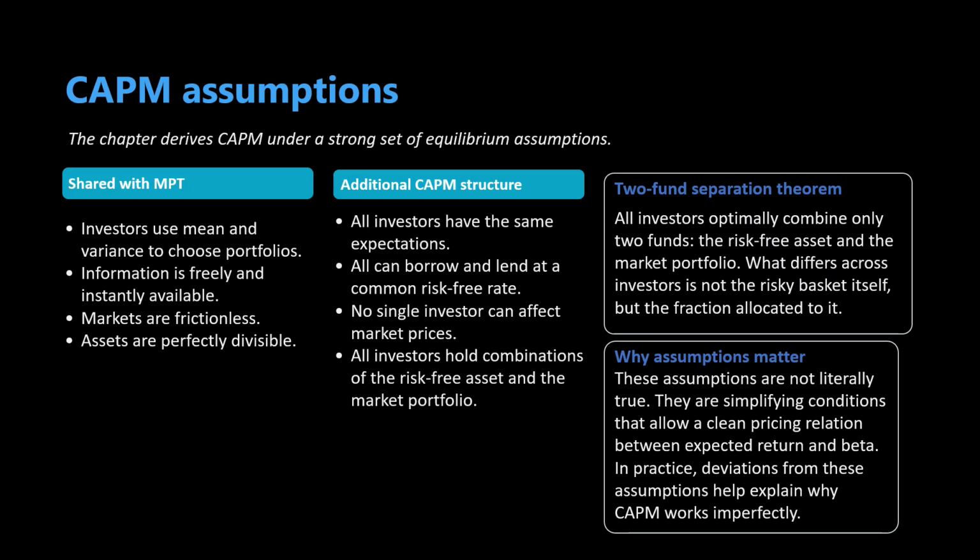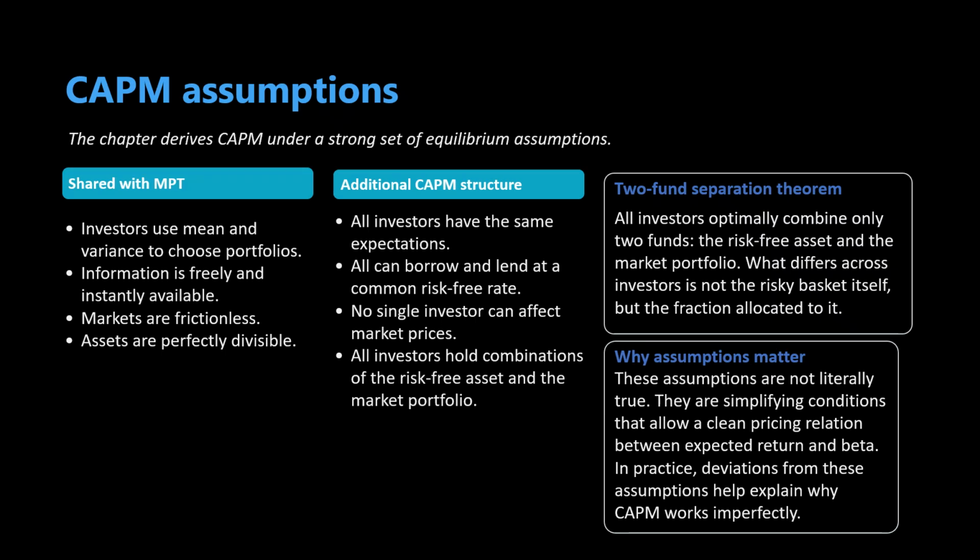Second, additional assumptions in CAPM structure. All investors share identical expectations about future returns, variances, and covariances. That is the homogeneous expectation assumption. All investors can borrow and lend at a single common risk-free rate without limitation. No single investor is large enough to affect market prices through their own trades.